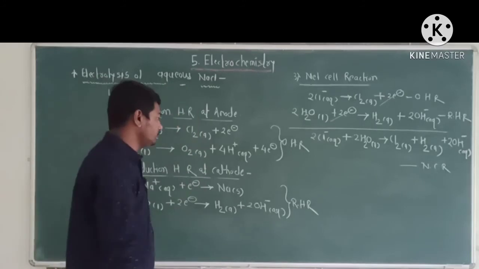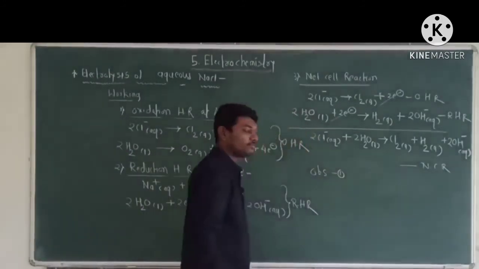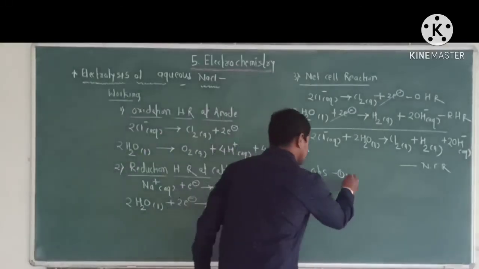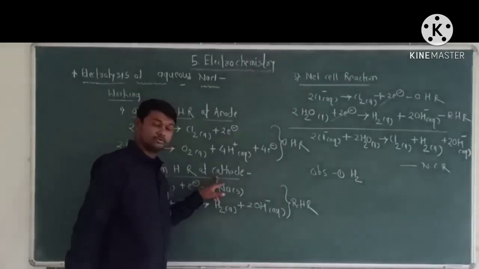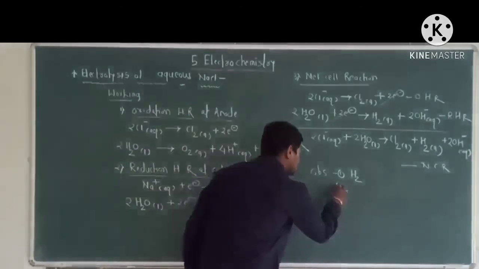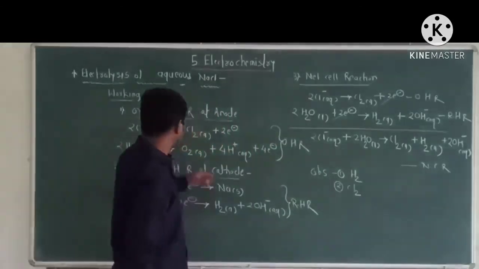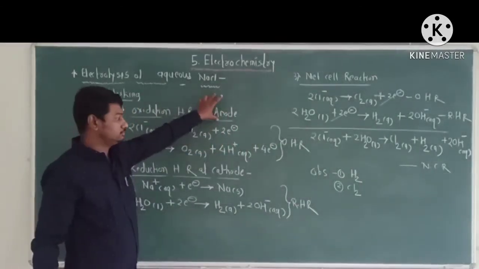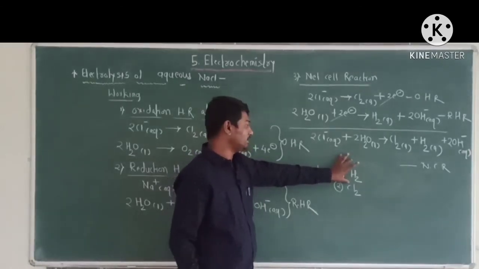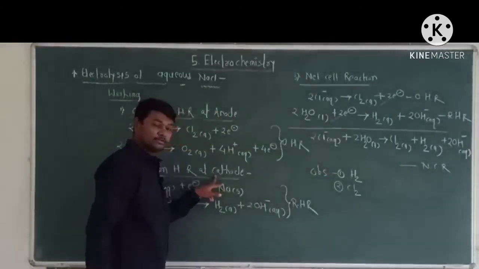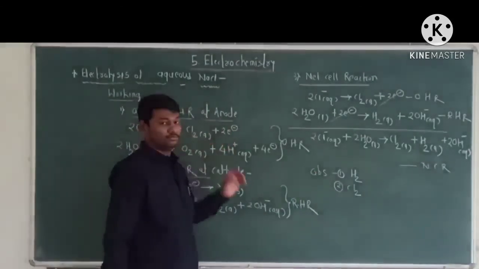Okay. Now next observation. The hydrogen gas, H2 gas, is liberated at the cathode, and the second observation is that chlorine gas is liberated at the anode. First observation is that hydrogen gas is liberated at the cathode and chlorine gas is released at the anode. Okay.